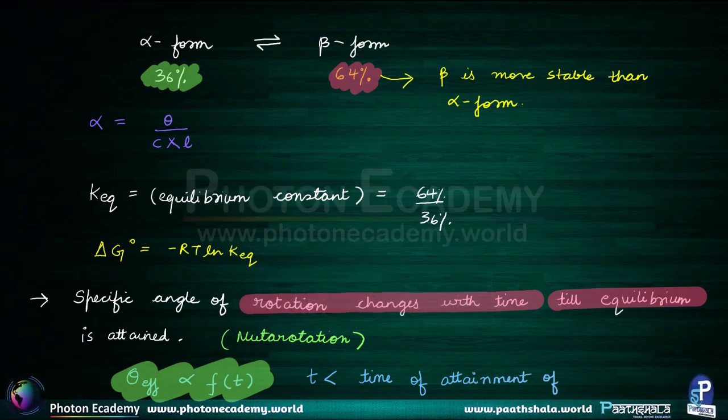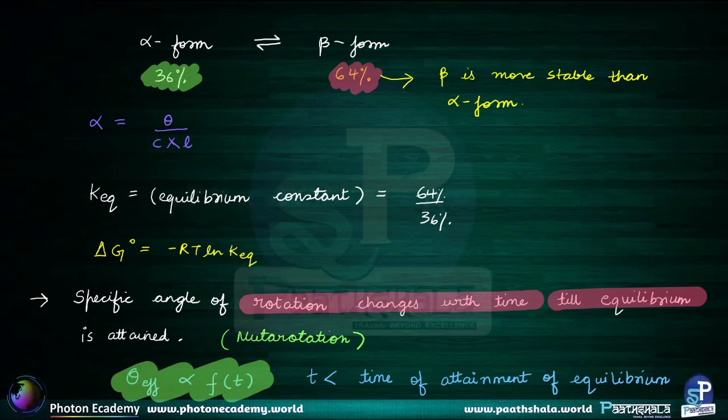So we have now seen that theta effective is a function of time, because with time the theta effective varies, and after a certain time, that is at equilibrium, it becomes constant. So it is reaching a constant over time, so it is a function of time. And this time is less than the time of attainment of equilibrium. So this is all that we had to see in mutarotation.